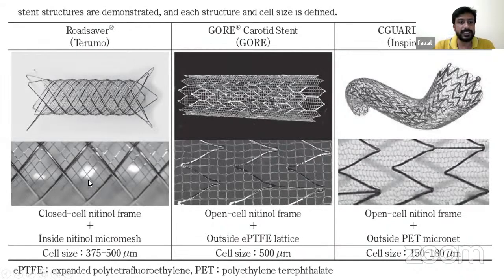The only difference is that it has a closed cell, whereas Gore and C-Guard are open cell nitinol frames, whereas RoadSaver is a closed cell nitinol frame with again an inside nitinol micromesh. So these are next generation stents which have dual layer designs, where they have an open or a closed layer design along with a mesh, which is predominantly designed to avoid distal embolization.